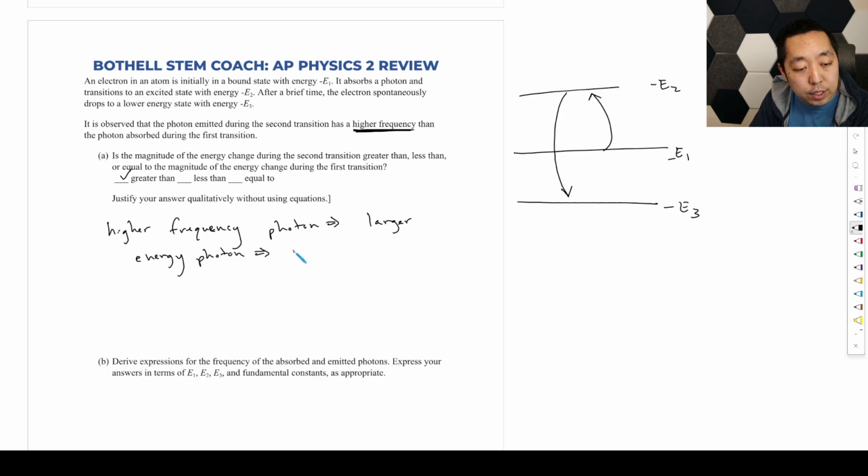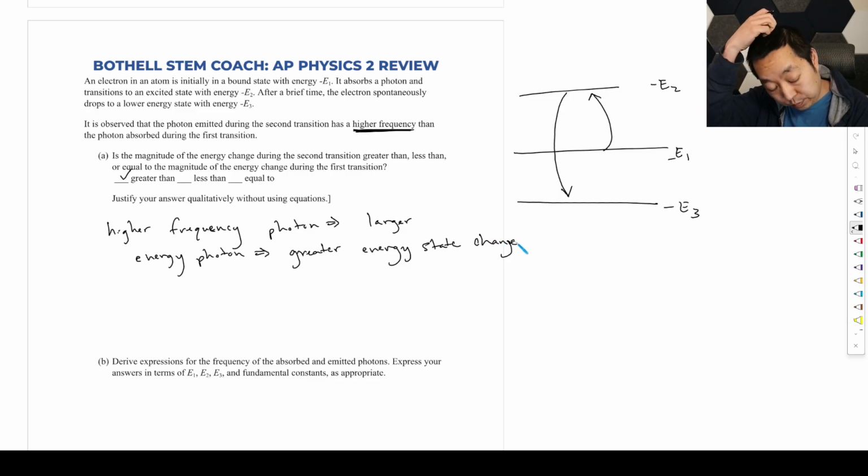And that requires a greater energy state change, right? Because the energy state change is what impacts the energy of the photon. Derive an expression for the frequency of the absorbed and emitted photons. Express your answer in terms of E1, E2, and E3 and fundamental constants.